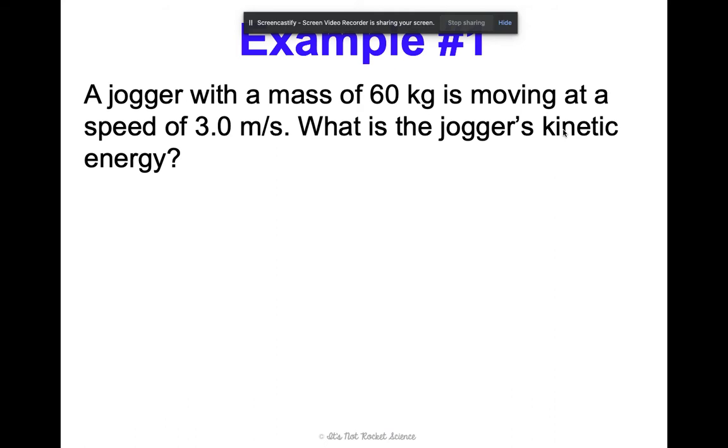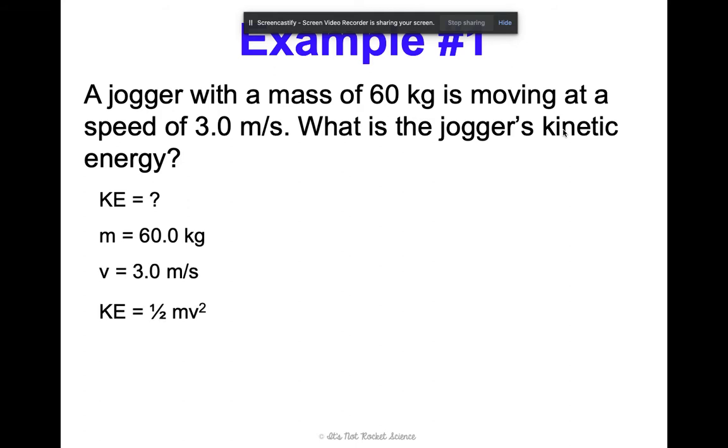Example number 1: a jogger with a mass of 60 kilograms is moving at a speed of 3.0 meters per second. What is the jogger's kinetic energy? We are looking for kinetic energy. His mass is 60 kilograms. His velocity is 3.0 meters per second.